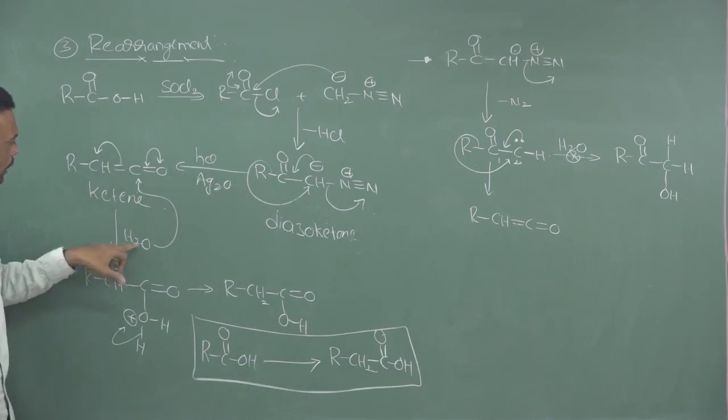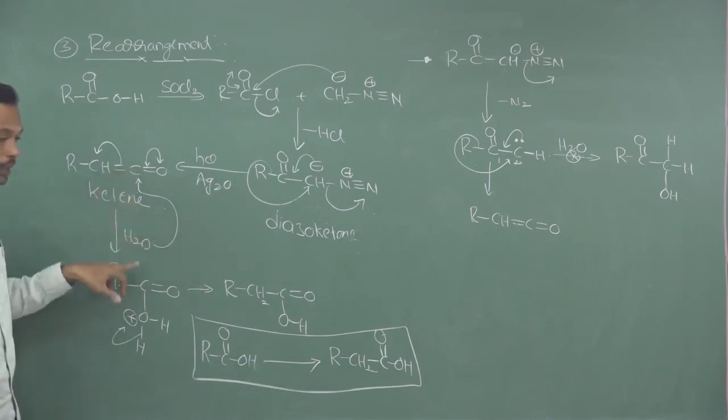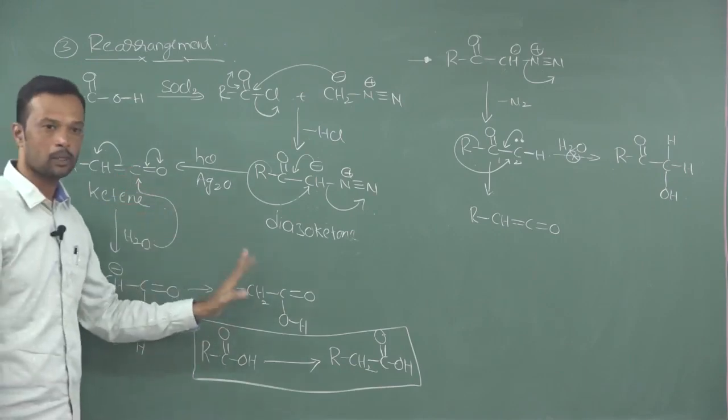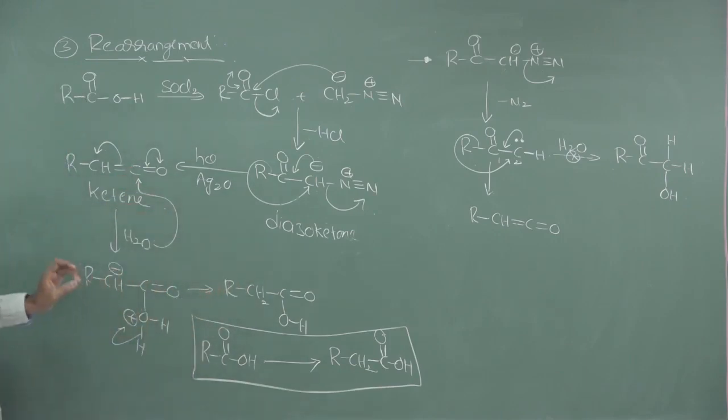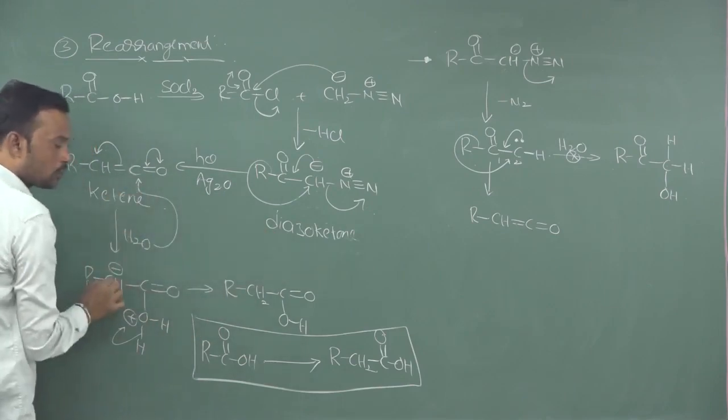Later on, reacting with water will give acid. Reacting with alcohol will give ester. Reacting with amine will give amide. Many possibilities are expected. Right now you remember, we are converting diazoketone to ketene, later on converting into acid.